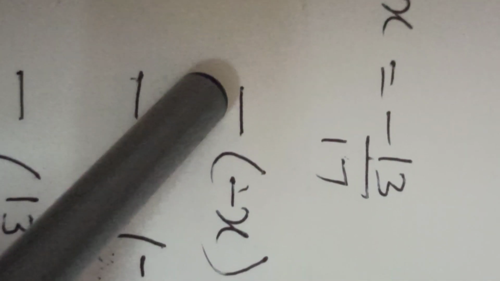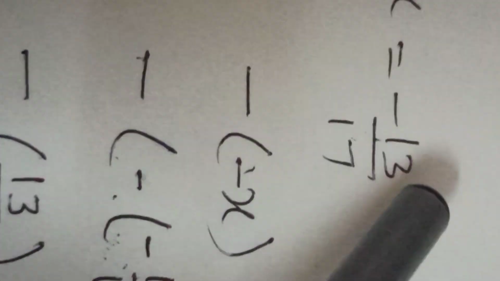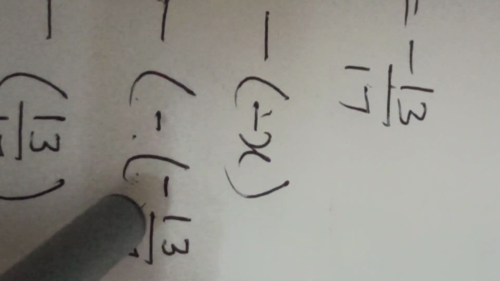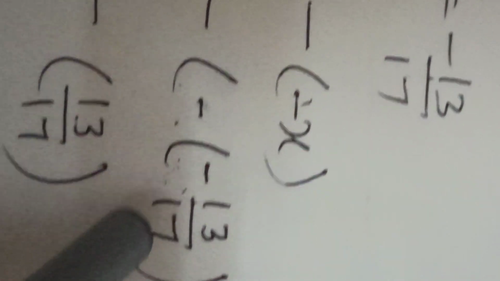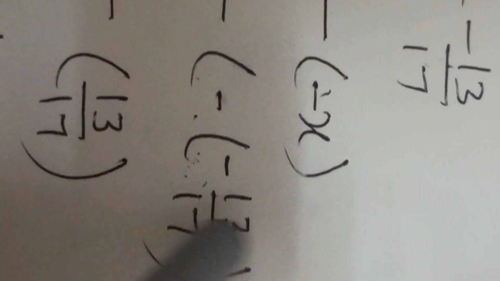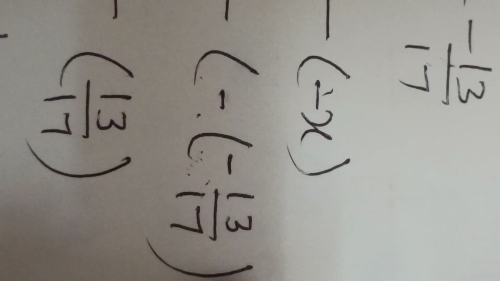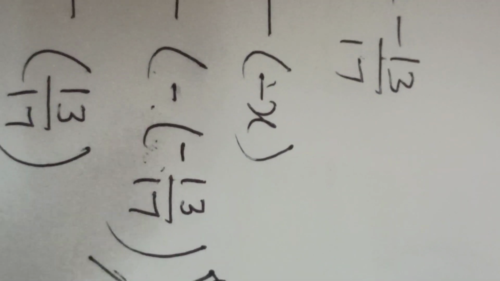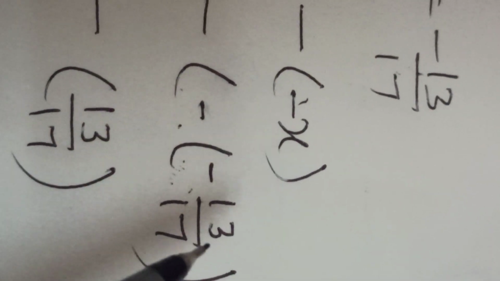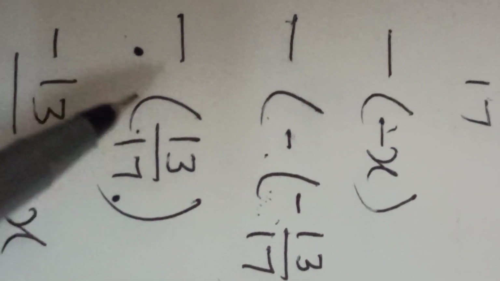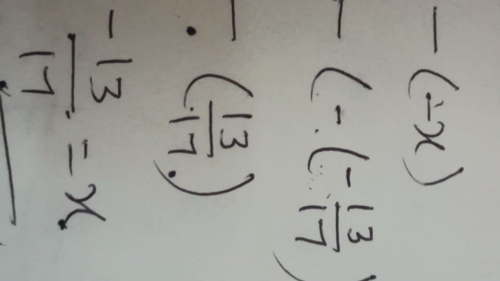Next question is x equals -13/17. Minus of minus x we have to write. So here the x value is -13/17. Minus of minus x value is -13/17. So we have written the x value here. This is minus, because the x value is also -13/17, we have written in brackets. Now if you take it, minus of minus is plus 13/17, and this minus is outside, so we will get -13/17, which is equal to x.